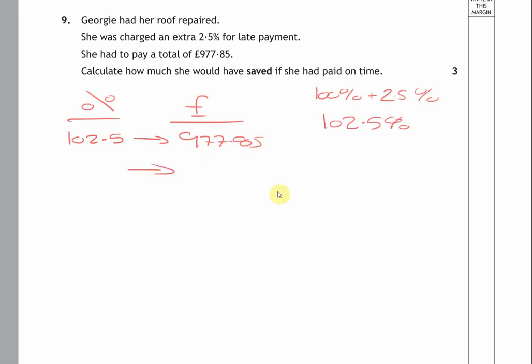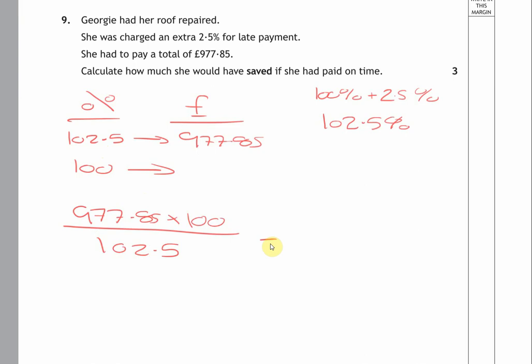£977.85. Now we want to know what the amount would have been if she paid on time, i.e. what would be 100%. So we could just put 100 here because we want to know what 100% corresponds to. So we cross multiply, and then we divide by 102.5. Or we could work this out in terms of decimals as well. Either or is acceptable. So we would have 977.85 multiplied by 100 divided by 102.5.